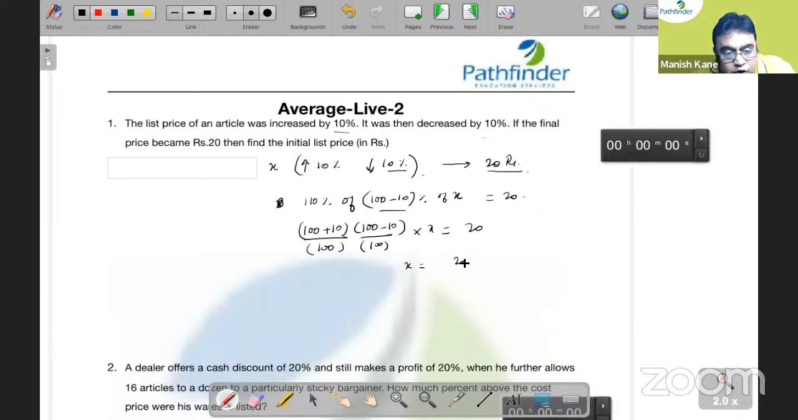And the actual choices in the question were also given in the same way: 20 into 100 square upon 100 square minus 10 square. This question appeared as an MCQ, but I converted this into a TITA question here for today's session.